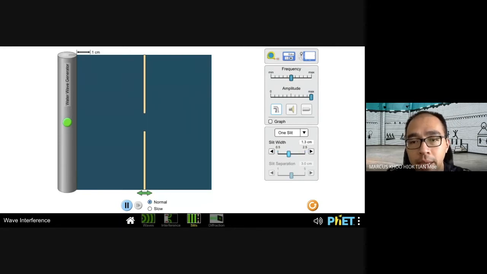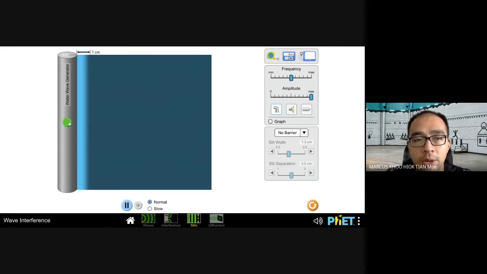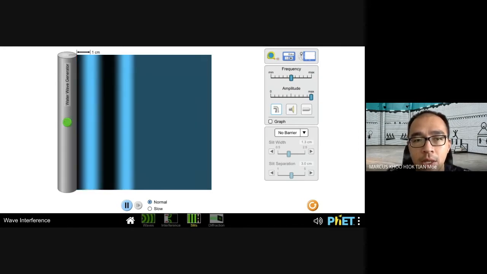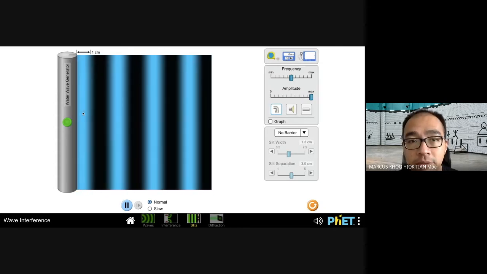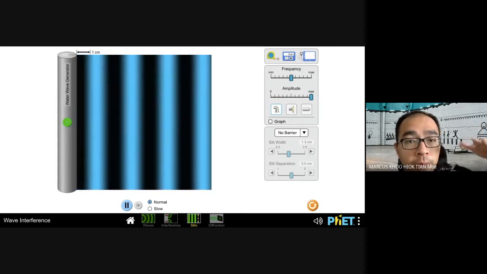I'm going to take out the slit first. When you want to start the wave, you just press this green button over here, and then the wave will happen. This is something like the ripple tank viewed from the top. So you get this.